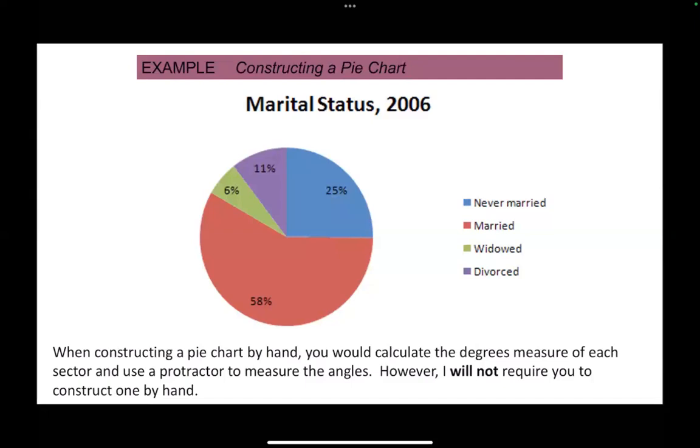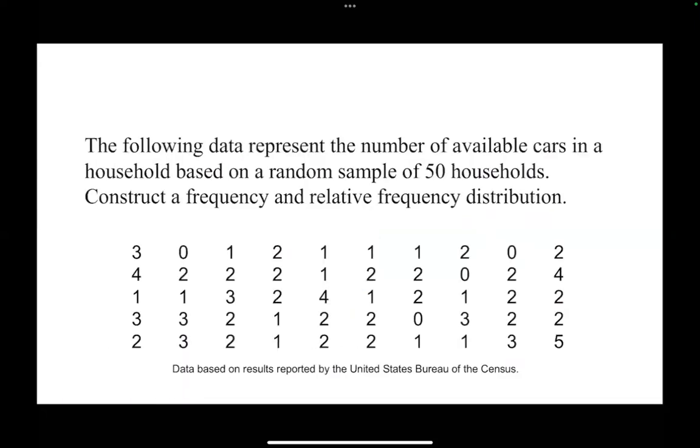All right. So this data right here is the available cars in a household based on a random sample of 50 households. So basically, the census asked 50 people how many cars they have in their household. And this is just raw data. I haven't done anything with it. No cooking yet. It is just the raw data.